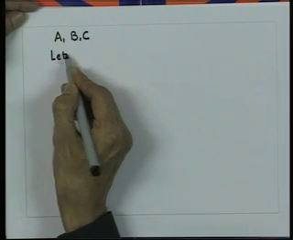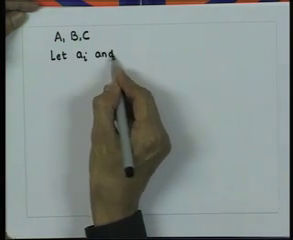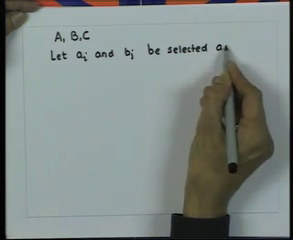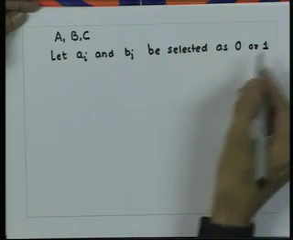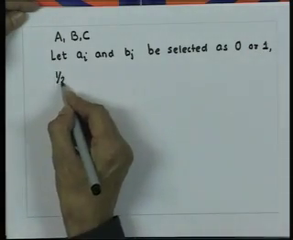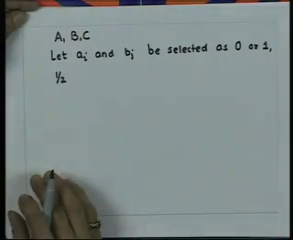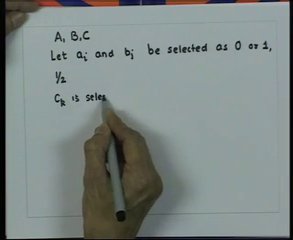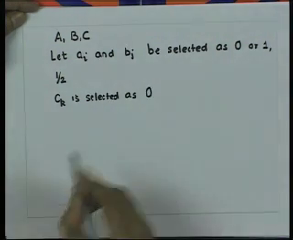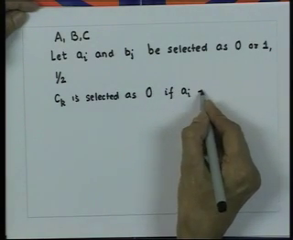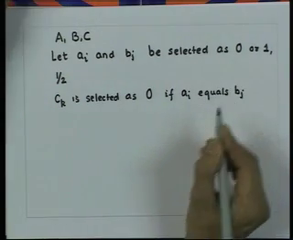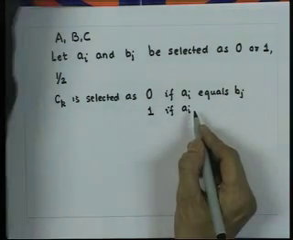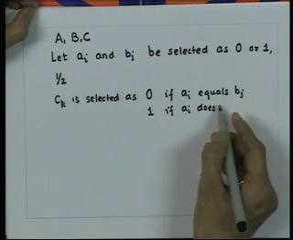Let A I and B J be selected as 0 or 1, each with a probability of half and each independently of the other. Finally, we assume that C K is selected as 0 if A I equals B J and C K is selected as 1 if A I does not equal B J.